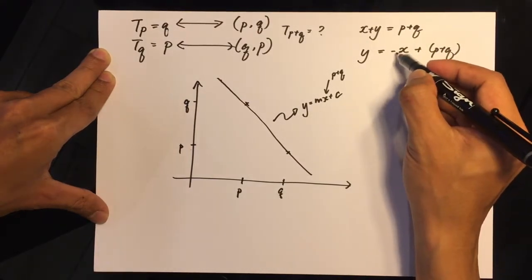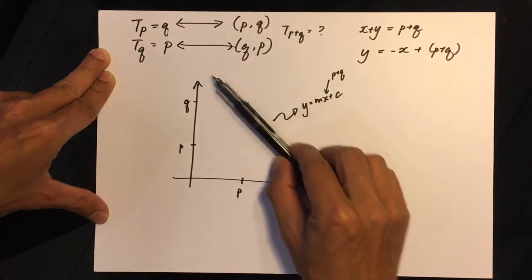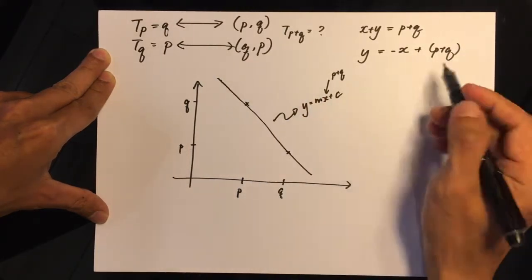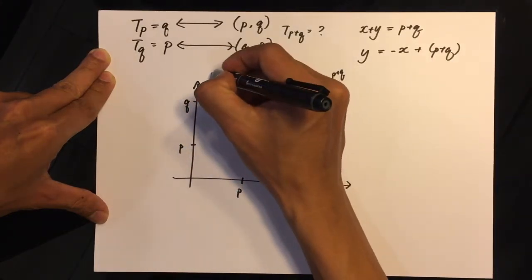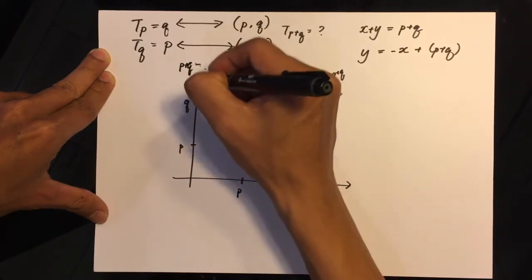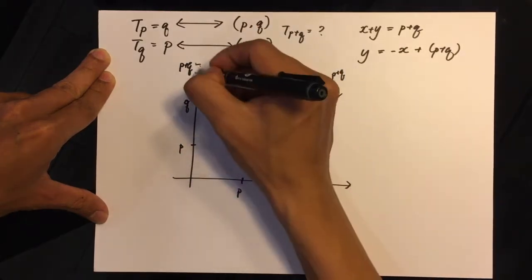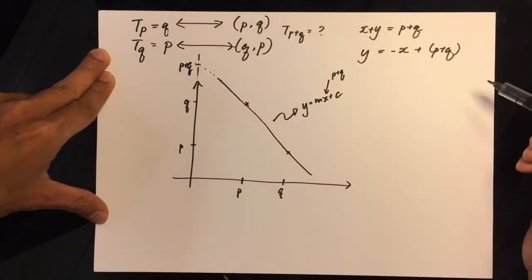So minus 1 is your gradient, and as you can tell from our little sketch here, the gradient is actually negative. Right? And p plus q is your y-axis intercept, which if you extend that, that would actually intercept your y-axis at a value of p plus q. Excuse my drawing right there.